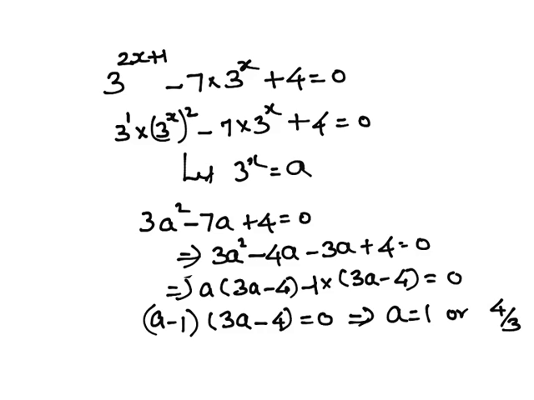This will give me either a is 1 or 4 by 3. Right? So this is the answer, but my objective is to find the value of x, isn't it, students? So I'll get either a means 3 power x equal to 1, which implies x equal to 0, or 3 power x equal to 4 by 3. Then you can use the calculator to solve this problem.